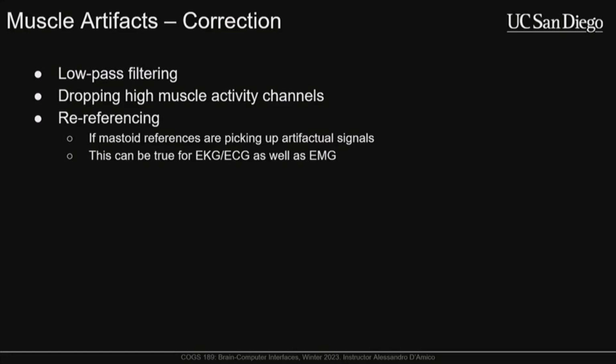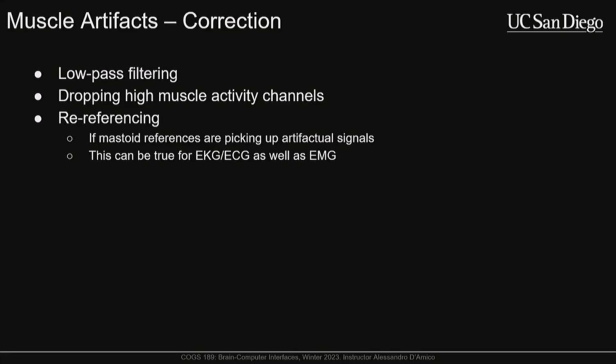We can also drop high muscle activity channels. Certain channels might just be collecting more muscle activity than others, so we don't necessarily have to discard an entire epoch. We can just say, okay, these channels are bad, we're going to drop them. If you wanted to get a little spicy, you could interpolate them, but I wouldn't recommend doing that naively. And then, of course, we could re-reference the data.